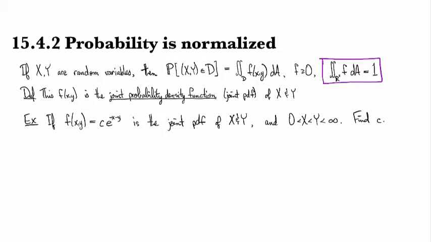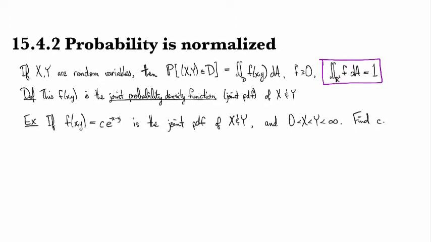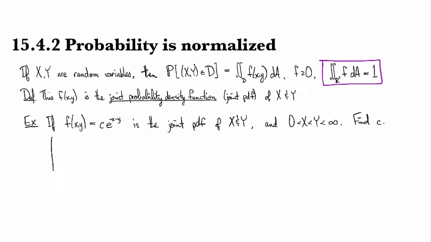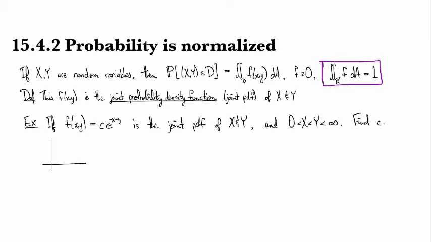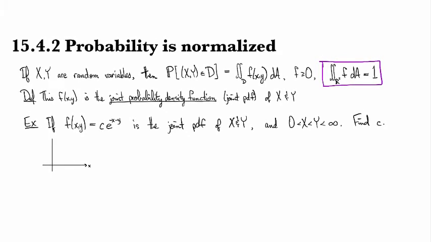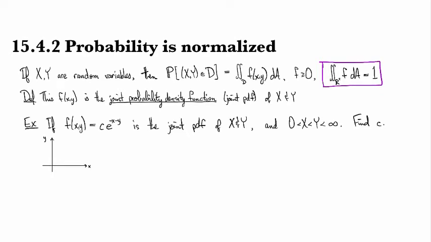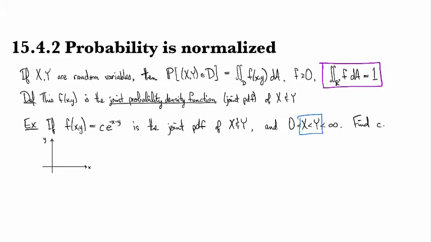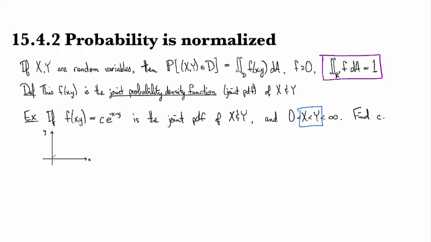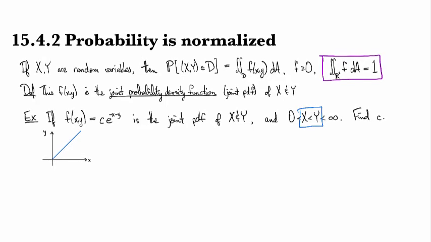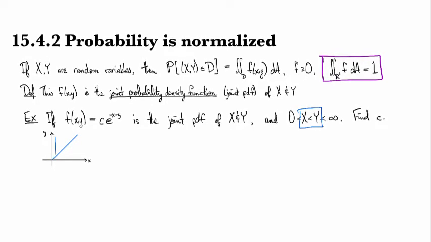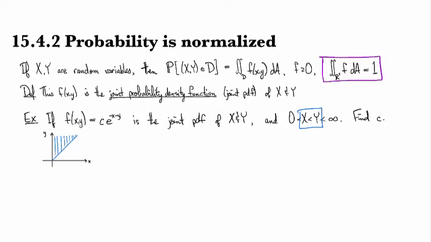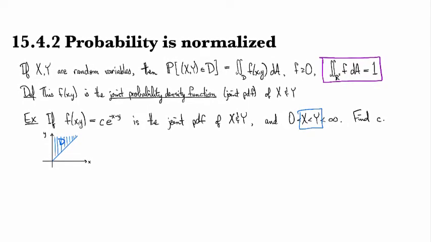So all we have to do basically is integrate this function over the region and then divide by whatever we get so that it balances out to being 1. Let's set up the region here. We're in the first quadrant, so here's the x-axis and here's the y-axis. This expression right here says that y only takes values larger than x. So that means that we only need to take into consideration this region up here. This is going to be our domain D.